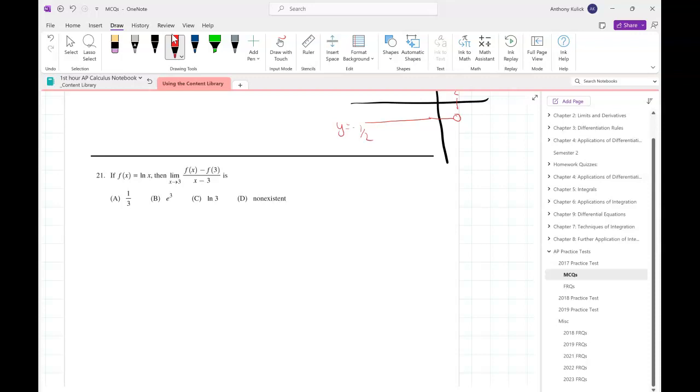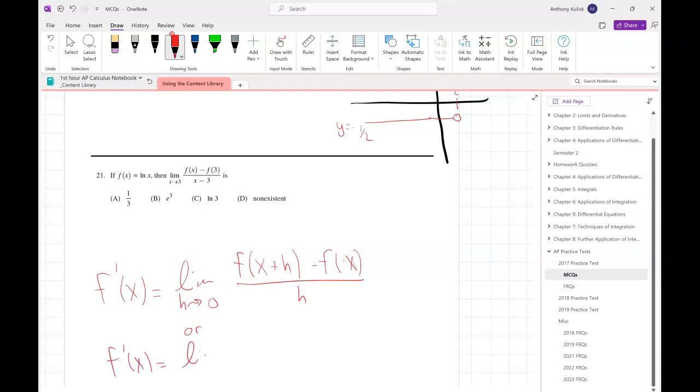What are our two definitions for a derivative? There's this one that we used a lot, right? Or there was this one.